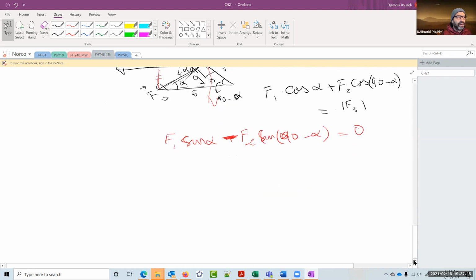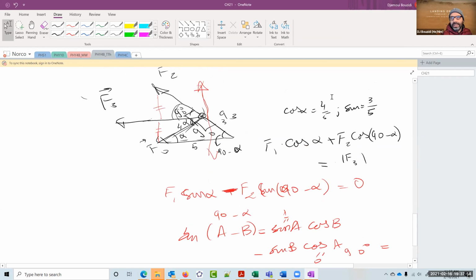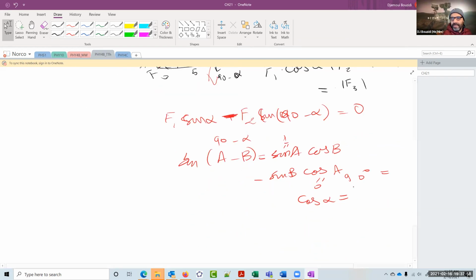There is a theorem that you guys did in trig that sine of the difference between A and B is equal to sine of A times cosine of B minus sine of B times cosine of A. And this is 0 because A is 90 degrees. Because this is 90 degrees minus alpha. So this is sine of 90 degrees, which is 1. And this is actually cosine of alpha. Cosine of B in this case is alpha. So this whole thing then is just cosine of alpha. And cosine of alpha from my geometry clearly is equal to 4 over 5. So this is 4 over 5. And this is 3 over 5.